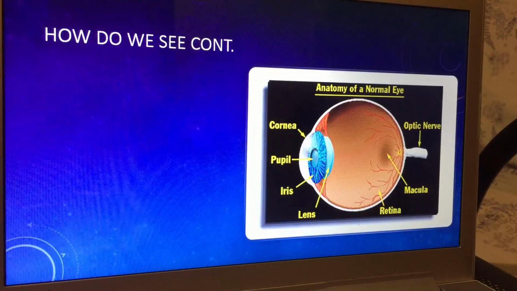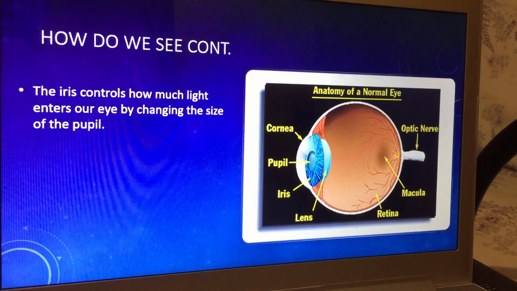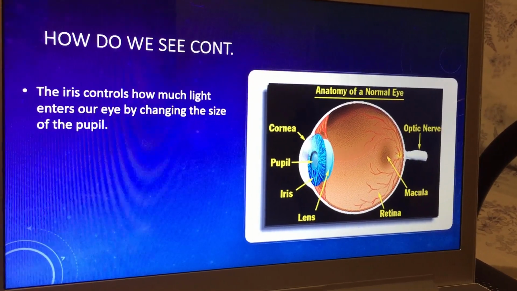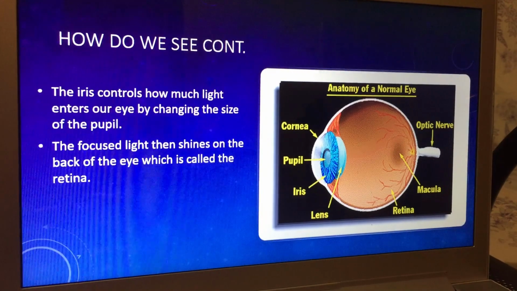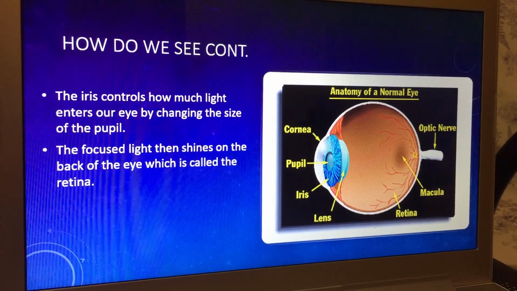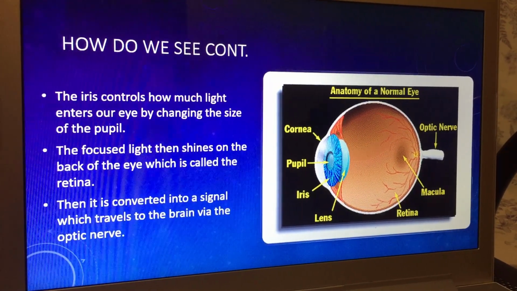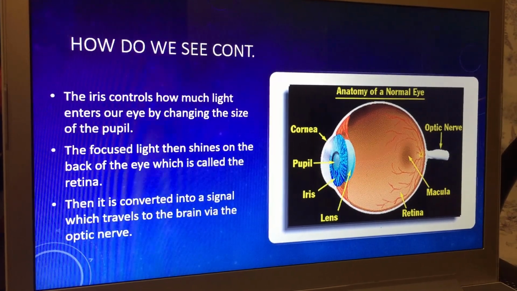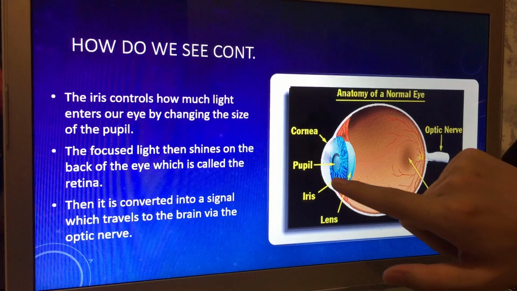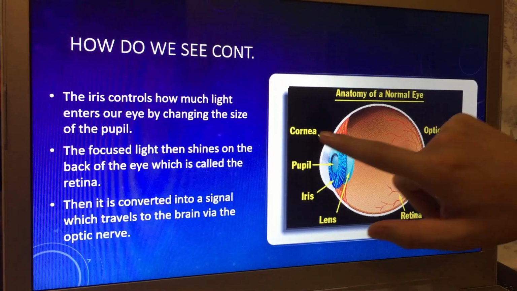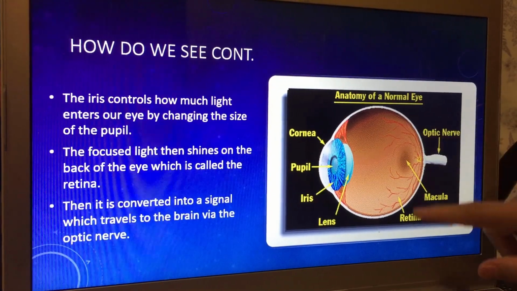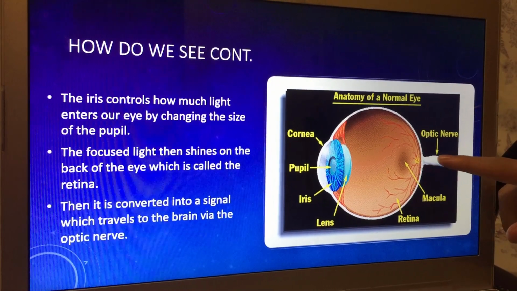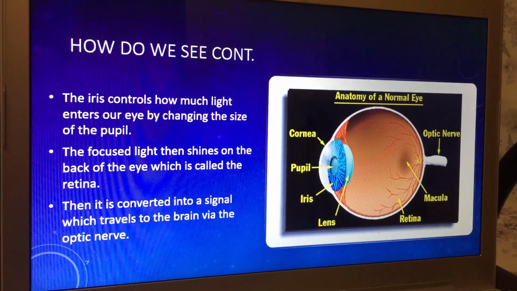So how do we see, continued? The iris controls how much light enters the eye by changing the size of the pupil, and then the focused light shines onto the back of the eye, which is called the retina, which is then converted into a signal and then travels to the optic nerve. So basically, light enters through the pupil, gets focused by the lens and cornea, reflects onto the back of the retina, and is then transferred into a signal in the optic nerve.